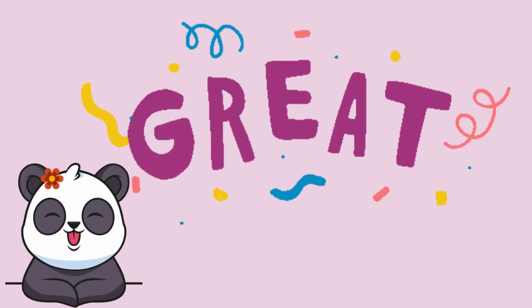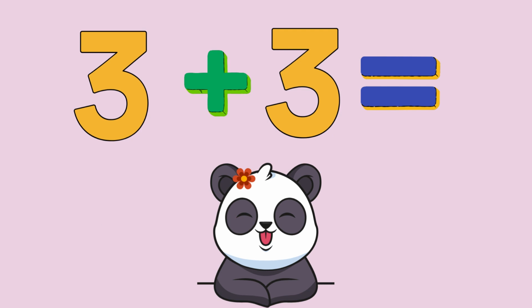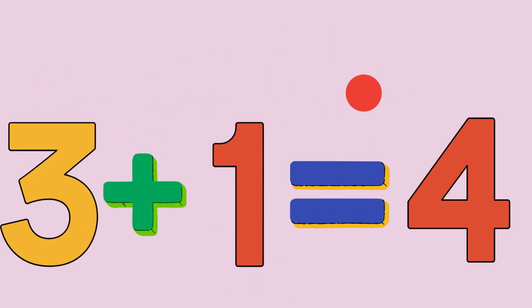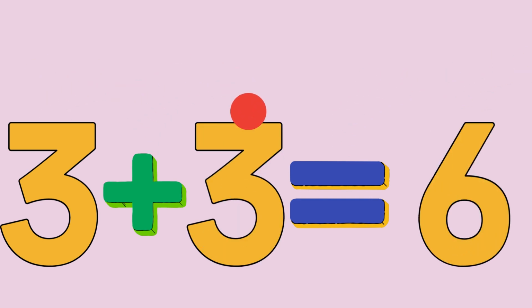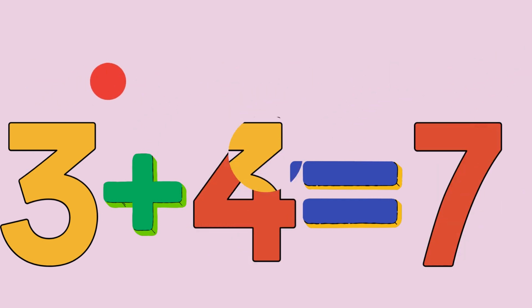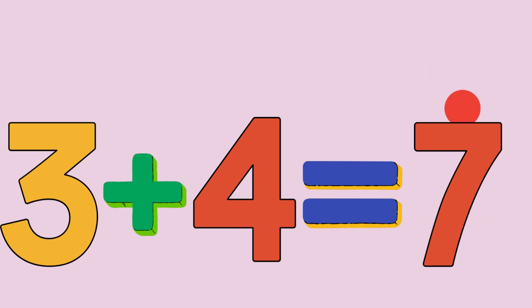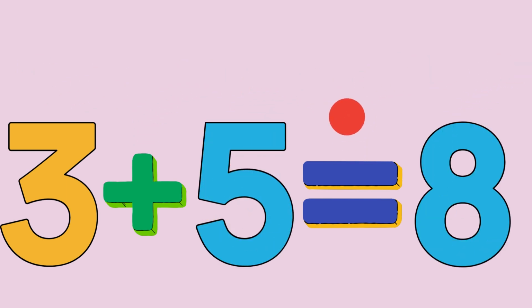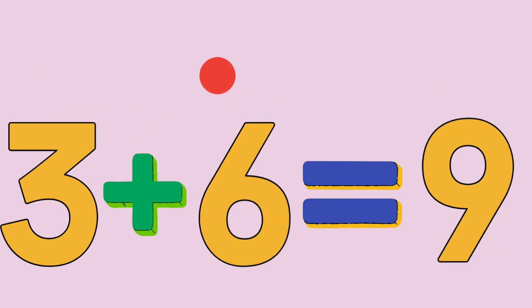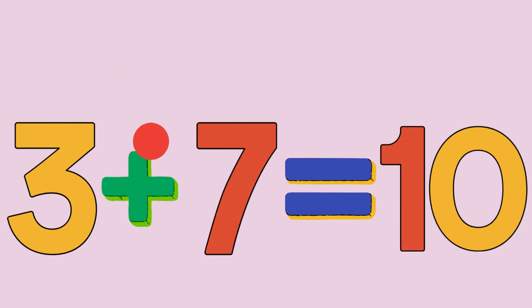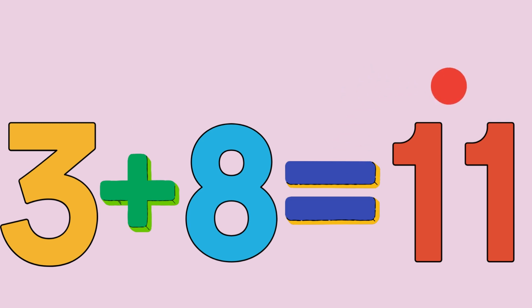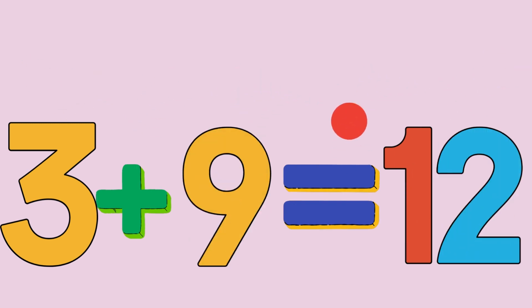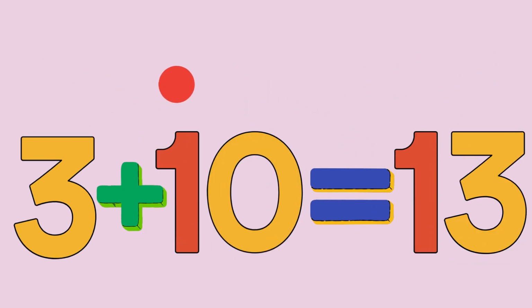That's great. Let's do table 3. 3 plus 1 is 4. 3 plus 2 is 5. 3 plus 3 is 6. 3 plus 4 is 7. 3 plus 5 is 8. 3 plus 6 is 9. 3 plus 7 is 10. 3 plus 8 is 11. 3 plus 9 is 12. 3 plus 10 is 13.